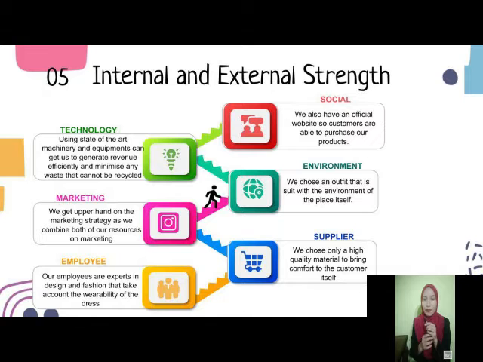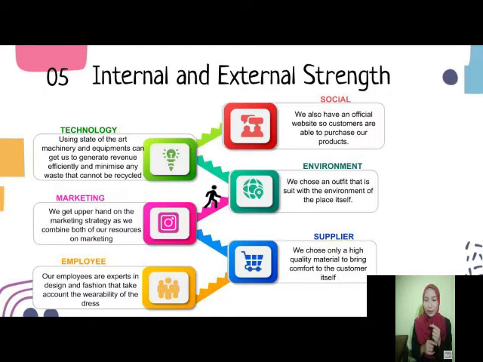Second is marketing. We get the upper hand on the marketing strategy as we combine both of our resources on marketing. For example, one of the best ways to promote our clothing is to get an influencer to tweet or post on Instagram pictures of them wearing some of our clothes. Next is technology. Using state-of-the-art machinery and equipment can get us to generate more revenue, efficiency, and also minimize any waste that cannot be recycled. This also will protect our environment.